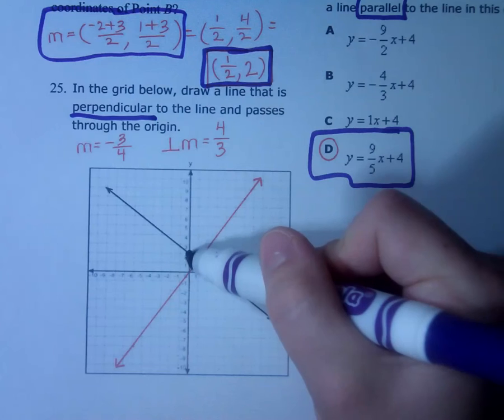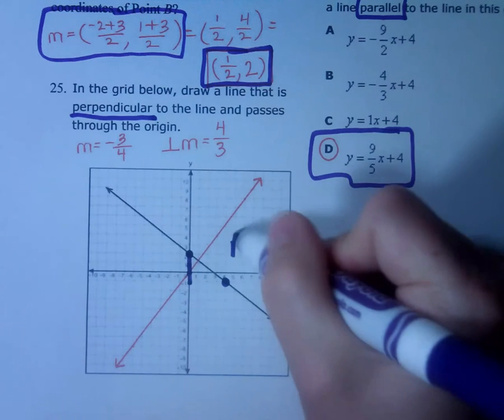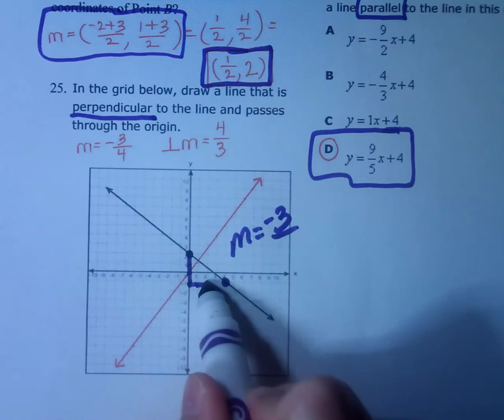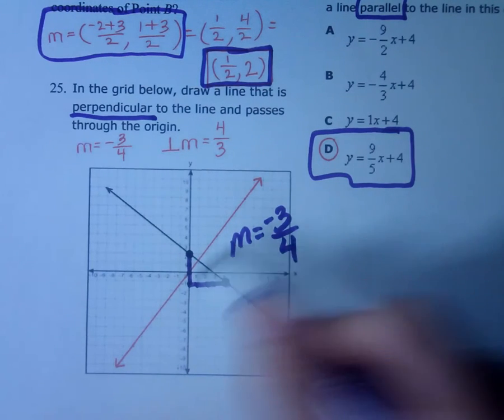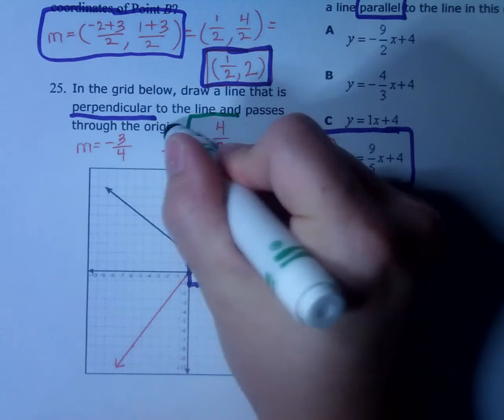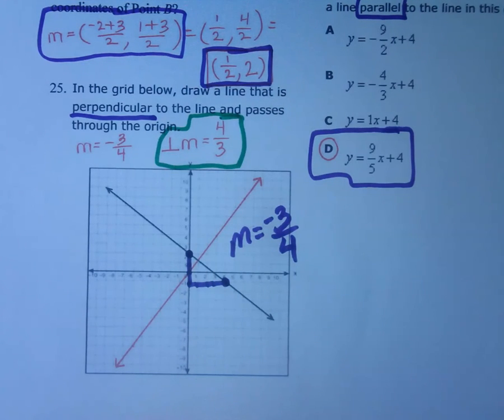And the slope is 1, 2, 3. I went down 3, so the slope's -3. And right 1, 2, 3, 4. So if this line has a slope of -3/4, the perpendicular line will have a slope that's the opposite reciprocal. Flip, switch, 4/3 would be the slope of the perpendicular line.